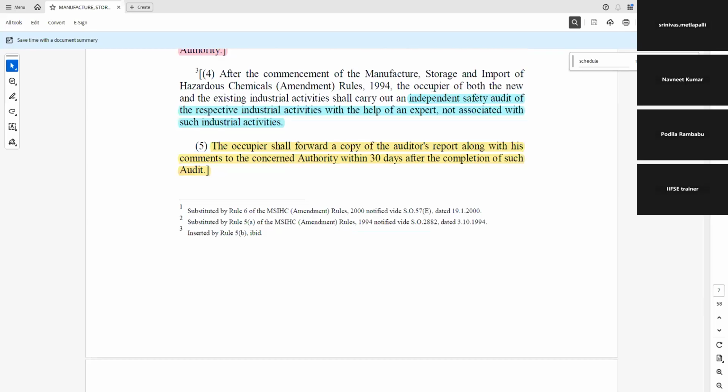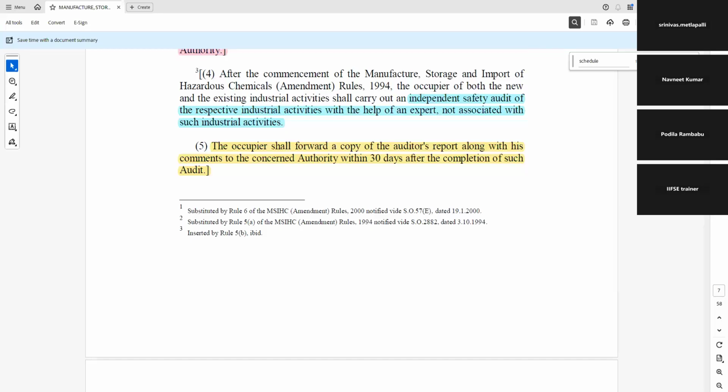Then after the commencement of these MSIHC rules, the occupier of both new and existing industrial activity shall carry out an independent safety audit of the respective industrial activities with the help of an expert not associated with such industrial activities. Which means when I say independent, a third party. A report you will prepare. Sometimes for the report also you take consultants' support, third party support. Then you have to perform an independent audit by someone who is not having any relation with your process.